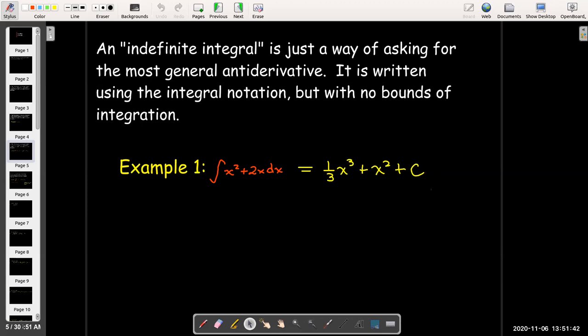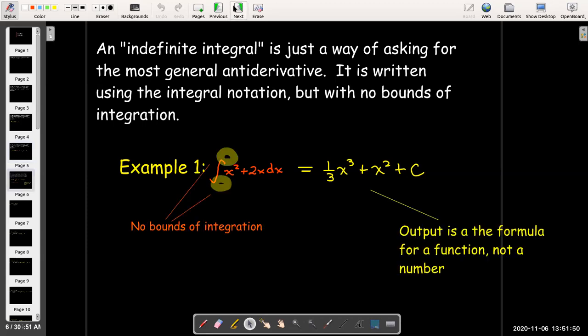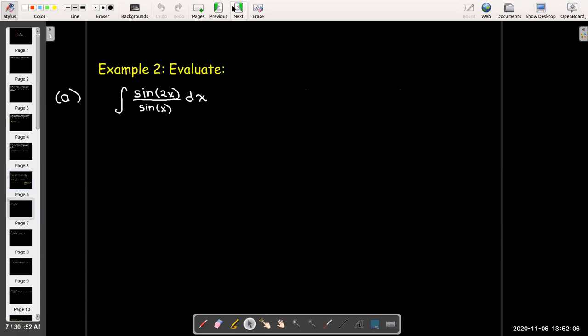So this constant we have to remember, and sometimes we call this constant the constant of integration, but it really comes from the antiderivative. So again, there's no bounds on the integration and there's no evaluation. So the output from an indefinite integral is just a formula for that antiderivative. So let's look at some more examples. Really what this does is it gives us a chance to practice finding antiderivatives using some different techniques without getting tied up in the evaluation.